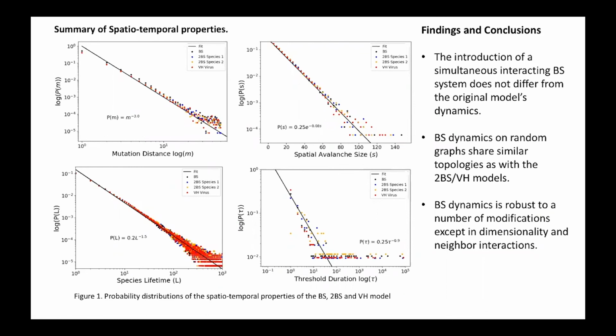While no other literature is known that studies the effects of simultaneous BS rules, explanations towards the similarity between our model and the original can be pointed towards studies on the BS model on random graphs. Further findings and literature also suggest that BS dynamics is robust to many modifications, except in dimensionality and nearest neighbor interactions. If changes towards the BS dynamics are to be seen in the future, studies are to be dedicated towards this field.